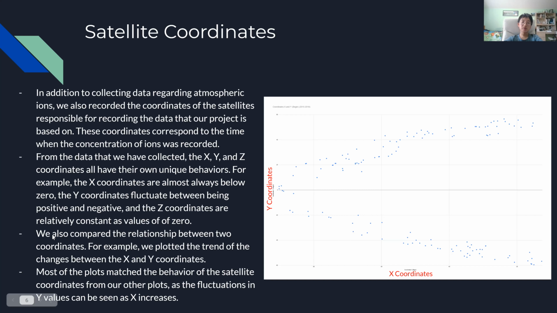In addition to this, we also compared the relationship between two coordinates. For example, we plot the trend of the change between X and Y points, as shown here. So most of the plots match the behavior of the satellite coordinates, but in other plots, fluctuation in Y values can be seen as X increases. So you can see the Y is constantly going up and down as X increases to the right. And this data was taken between 2015 and 2018. We have taken other graphs with different time frames, but most of them have very similar trends like this one.